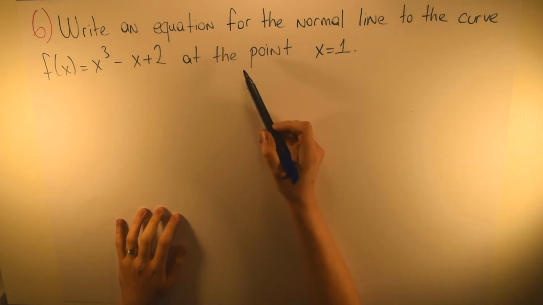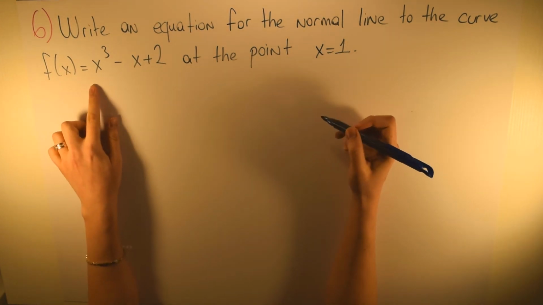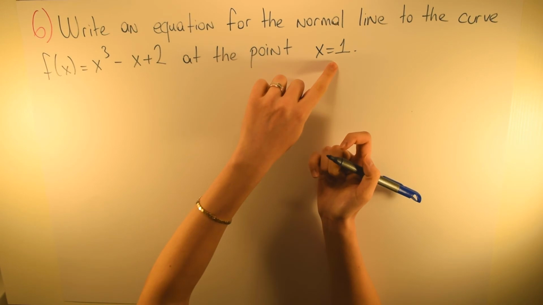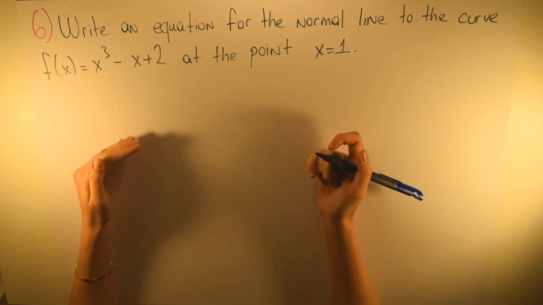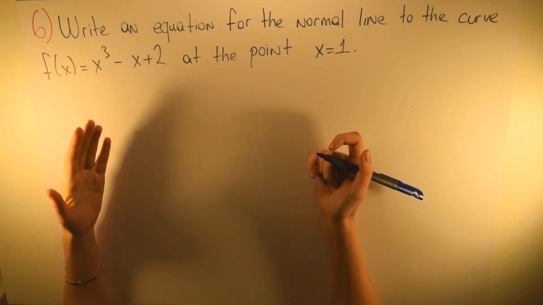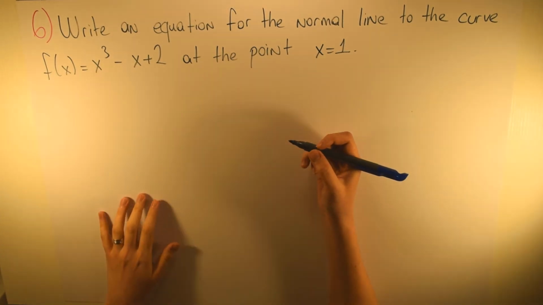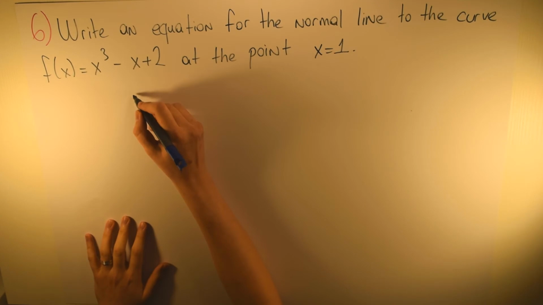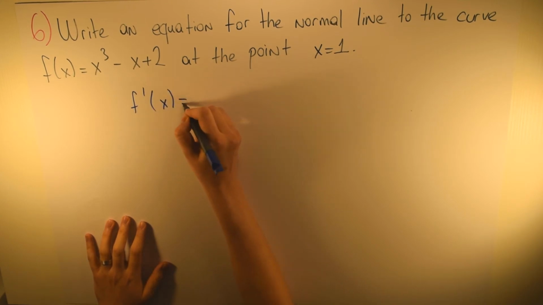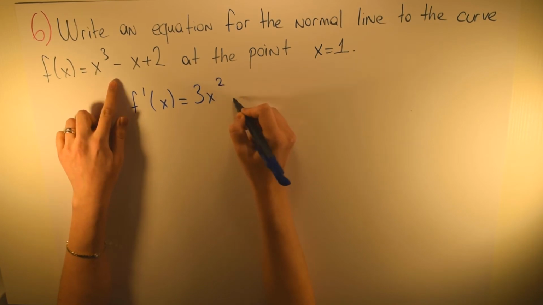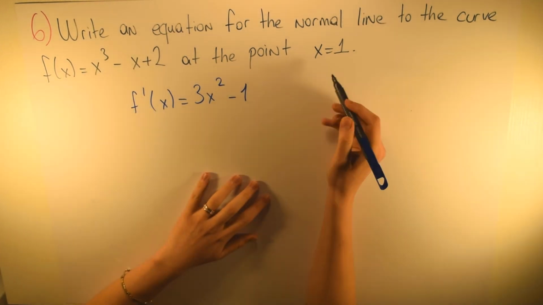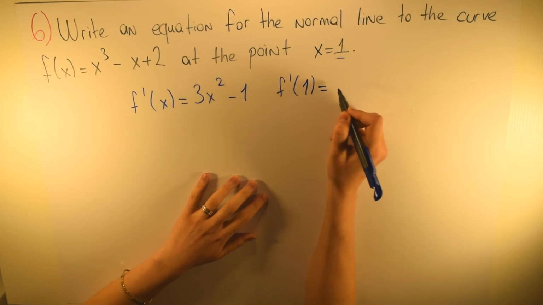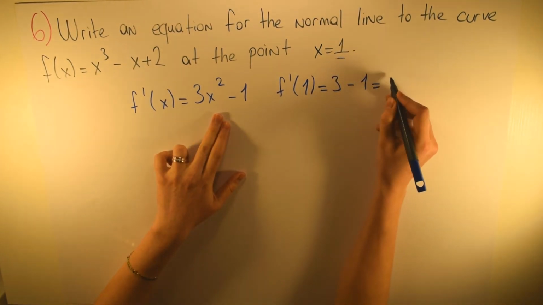Here we have: write an equation for the normal line to the curve f of x, which is equal to x to the power of 3 minus x plus 2, at the point when x is equal to 1. To find the slope of the normal line, it's better for us to first find the slope of the tangent line. How do we find the slope of the tangent line? By taking the first derivative of this function. The first derivative of f of x is equal to 3x squared minus 1, right? Then I will put this value of x here, and the derivative of f of 1 is equal to 3 minus 1, which is equal to 2.